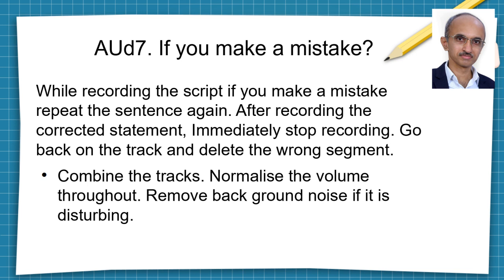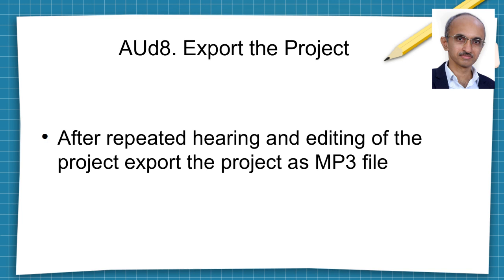Combine the tracks. Make the volume uniform in all the tracks by amplifying. Try to remove the background noise if it is disturbing. Play the whole project 2 or 3 times to make sure there are no mistakes. Edit any changes. The only challenge is to maintain the same volume throughout the recording. Export the Audacity project as a MP3 file. The videos given in the description beautifully demonstrate usage of Audacity.